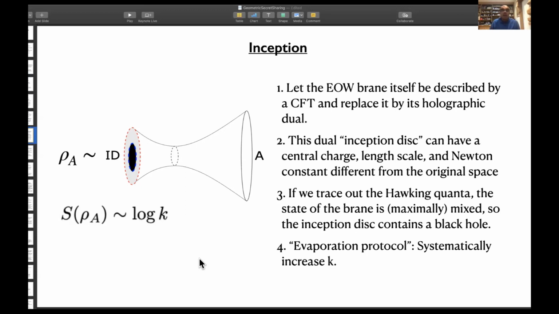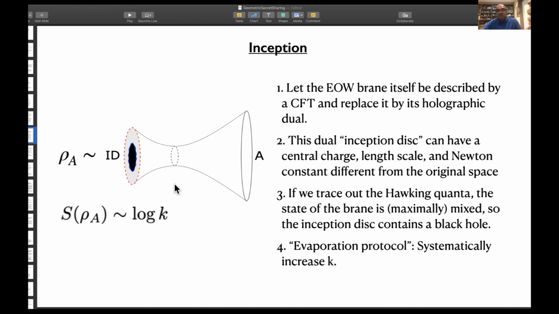Again, I point out that in this construction, nothing requires the inception geometry to have a length scale, a central charge, or a Newton constant the same as the original space. It can be whatever it needs to be to be the dual of the theory on the end of the world brane.